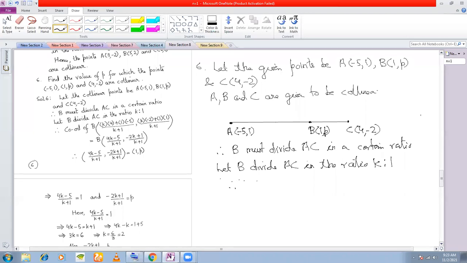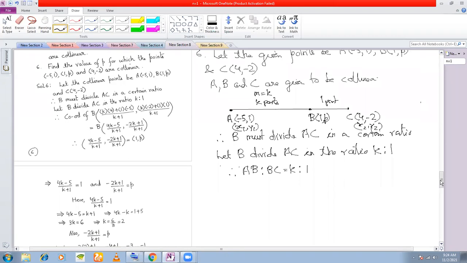So what have we taken? AB is to BC equal to k is to 1. That means k parts lie here and one part lies here. We take m equal to k and n equal to 1. Then we take the coordinates of A as (x1, y1) and C as (x2, y2). Now we are going to find the coordinate of B in terms of k.